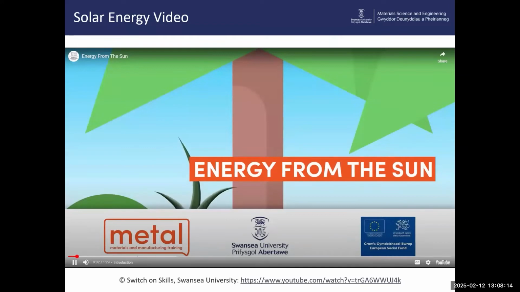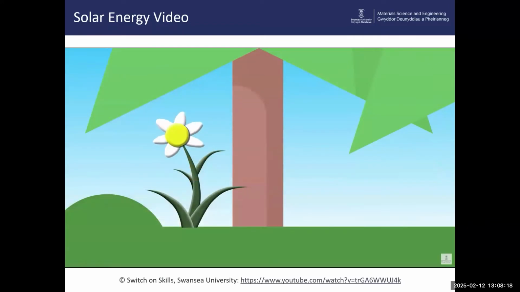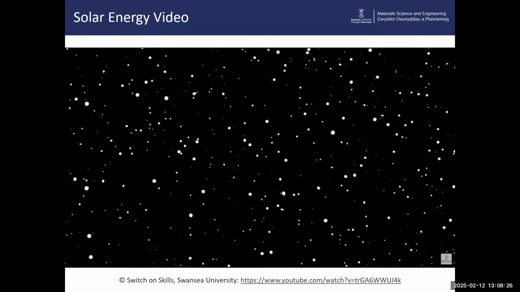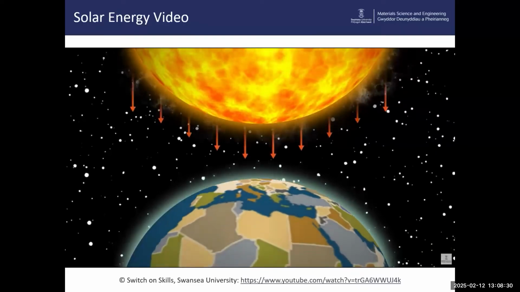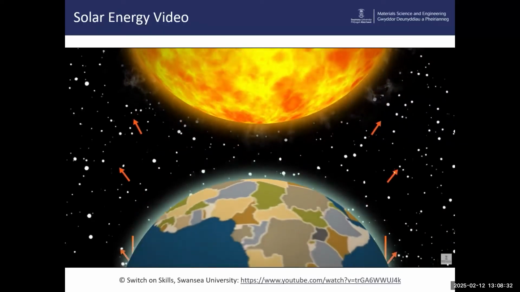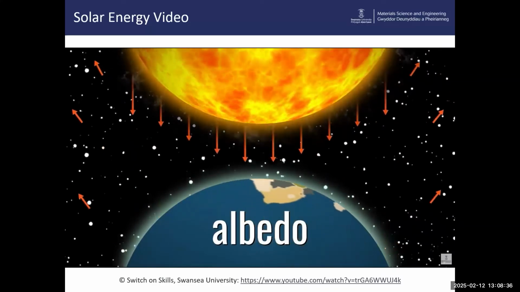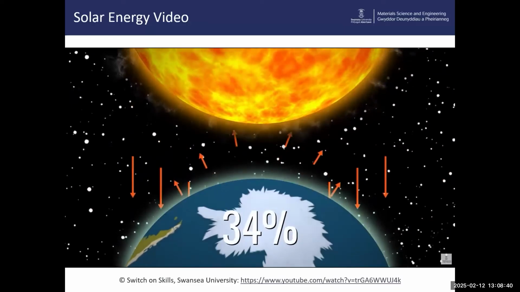Almost all of the Earth's energy input comes from the sun. The sun is therefore vital to life on Earth, but not all of the sunlight that strikes the top of the atmosphere is converted into energy at the surface of the Earth. Much of its light is reflected. In fact, the Earth's albedo, which is the ability of a surface to reflect sunlight or solar radiation, reflects back around 34%.